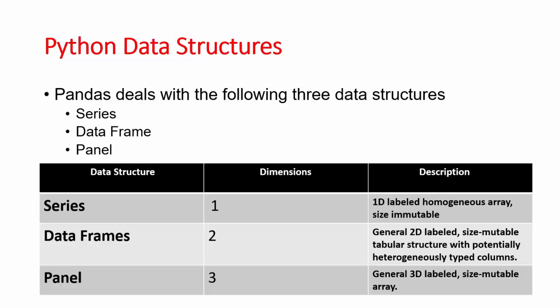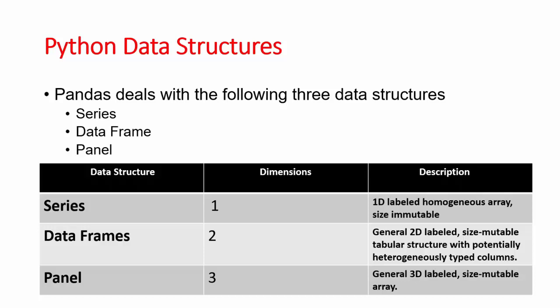Next, before we go to the coding part, we're going to cover some basic concepts in pandas. In pandas, we have three types of data structures. The first one is a series, another one is a data frame, and another one is a panel. A series is a one-dimensional labeled homogeneous array, size immutable.